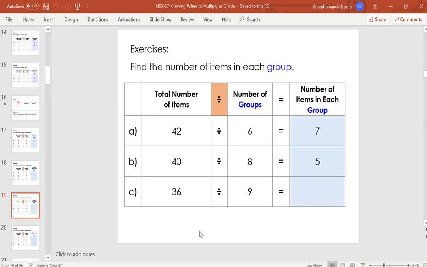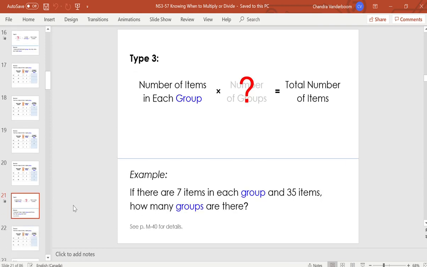Ready? 9, 18, 27, 36. How many fingers? I hope it's 4. Because 36 divided by 9 equals 4, because 4 times 9 equals 36. We can go forwards and backwards. All right, then our third problem is if we know the number of items in each group, and we know how many items we have altogether, but we don't know how many groups.